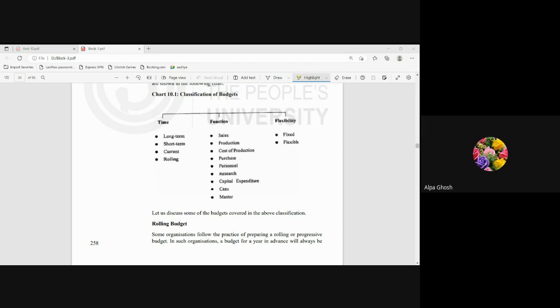Rolling budget is a budget where, if you have prepared a budget for this year and you are not able to fulfill all the activities through that budget, then those activities can be carried forward for the next year or next period also.